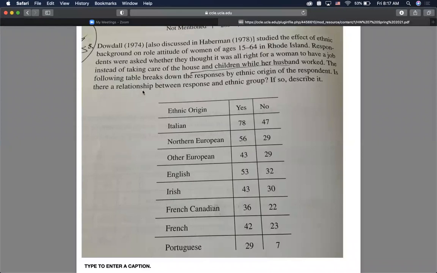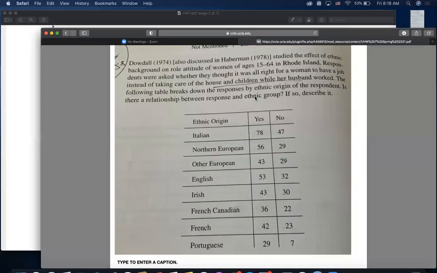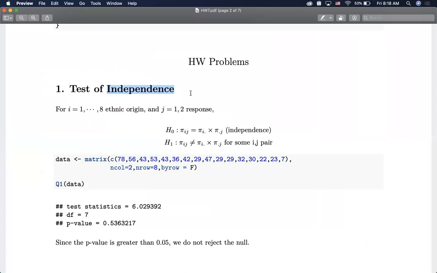And is there any relation between response, so that's yes and no, and ethnic group? If the test is asking if there's a relation, then we are basically checking if there's a relation between these two variables. So then we will just conduct the test of independence. And then we set up the null hypothesis like that.